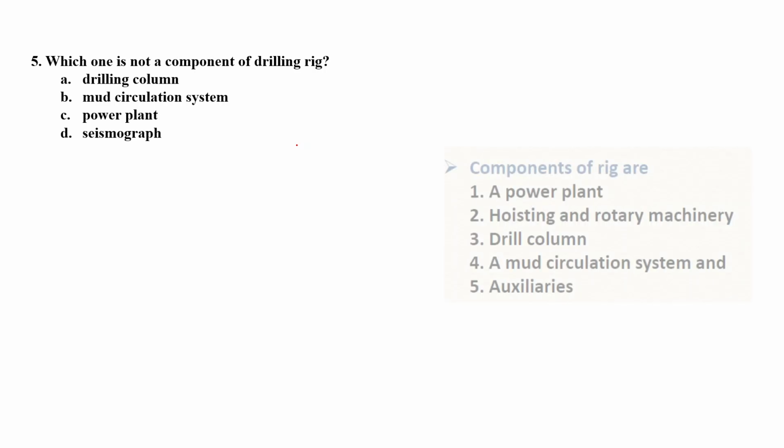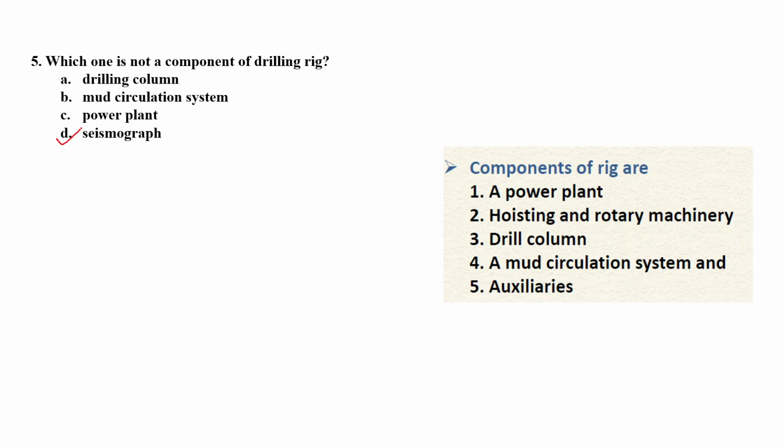Question 5. Which one is not a component of a drilling rig? Option D. Yes, option D is correct, since, as I told you, a drilling rig consists of a power plant, rotary machinery and hoisting, drill column, and mud circulation systems, but there was no seismograph. So the answer is seismograph.